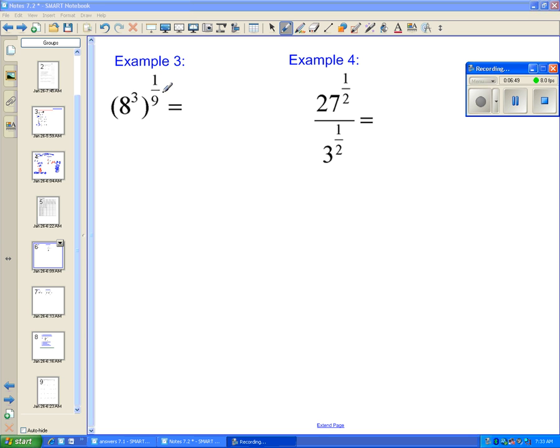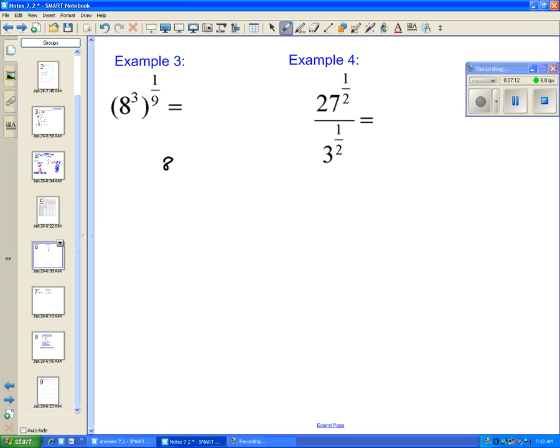So the power of using exponents, what are called rational exponents, which some call fractional exponents, allows me to do things I couldn't do otherwise. 8 to the third to the 1/9 power. That means I want to take 8 to the third power, and then I want to take the 9th root of that. Oh my gosh, what in the world am I talking about?